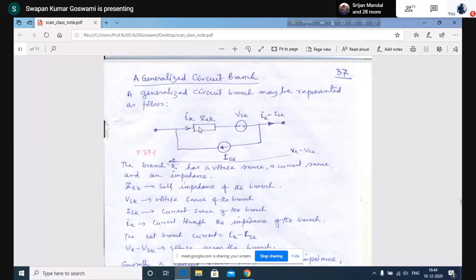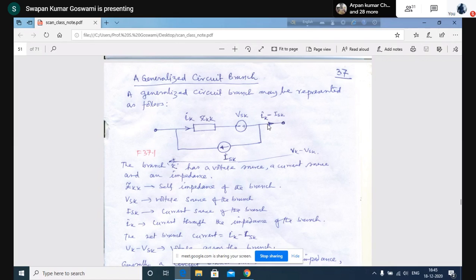Let us assume that ZKK is the self-impedance of this branch. We say self-impedance because we shall also discuss mutual impedances; we shall introduce mutual impedance later on. That's why the kth branch impedance we denote by ZKK. So these are the elements. IK is the current flowing through the kth element. Here is the direction of the current source, coming out from this terminal and entering here. So this is the total branch, the kth branch between the two nodes.